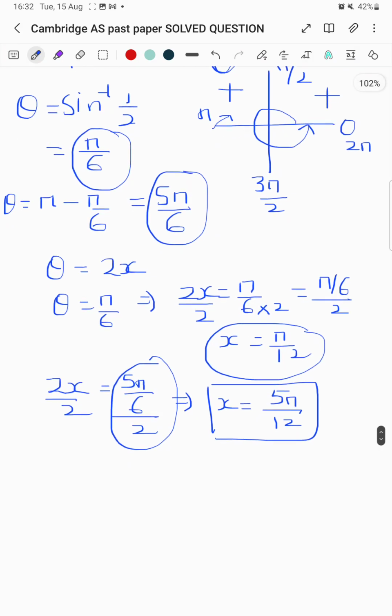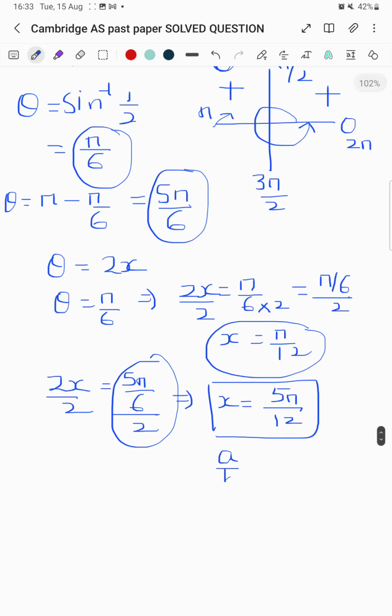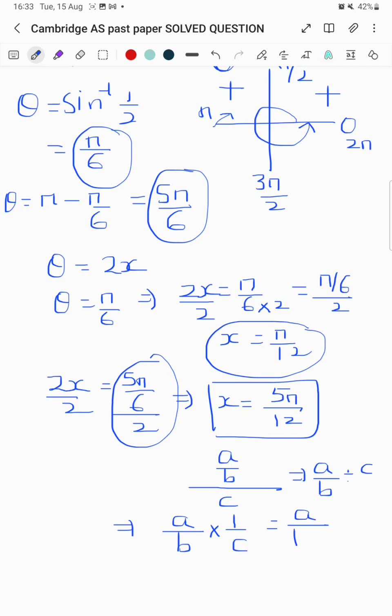This is a point I want to focus on. A fraction is given and then you are dividing it by c. So basically it is a over b divided by c. We can simplify it as a over b times the reciprocal of c, and this becomes a over bc. That is why I multiplied these two.